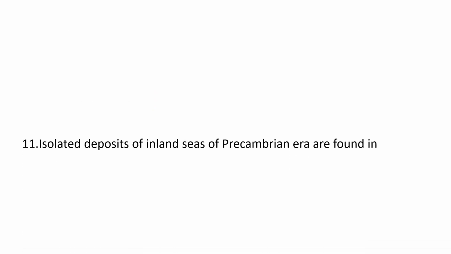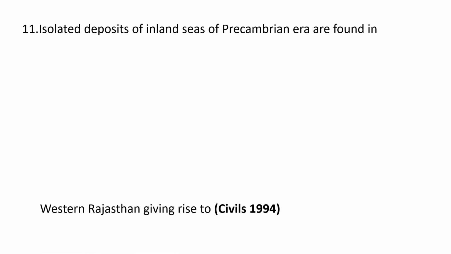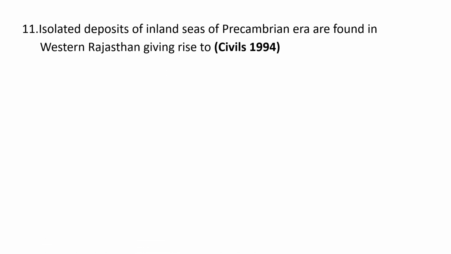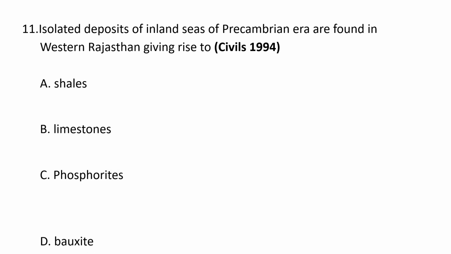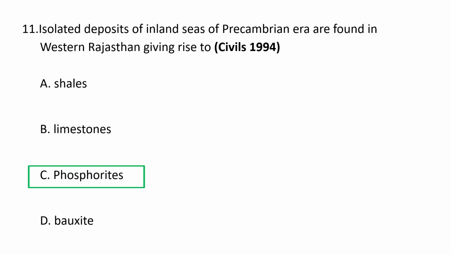Next question. Isolated deposits of inland seas of Precambrian era are found in western Rajasthan, giving rise to A. Shales, B. Limestones, C. Phosphorites, D. Bauxite. The correct option goes as C. Phosphorites. Significant isolated deposits of Precambrian aged phosphorite are found in Rajasthan, formed within the restricted, shallow or inland marine environments of the Aravalli Supergroup. These deposits, particularly around Udaipur and Banswara, are primarily associated with algae-derived stromatolites. So, C is the correct option.